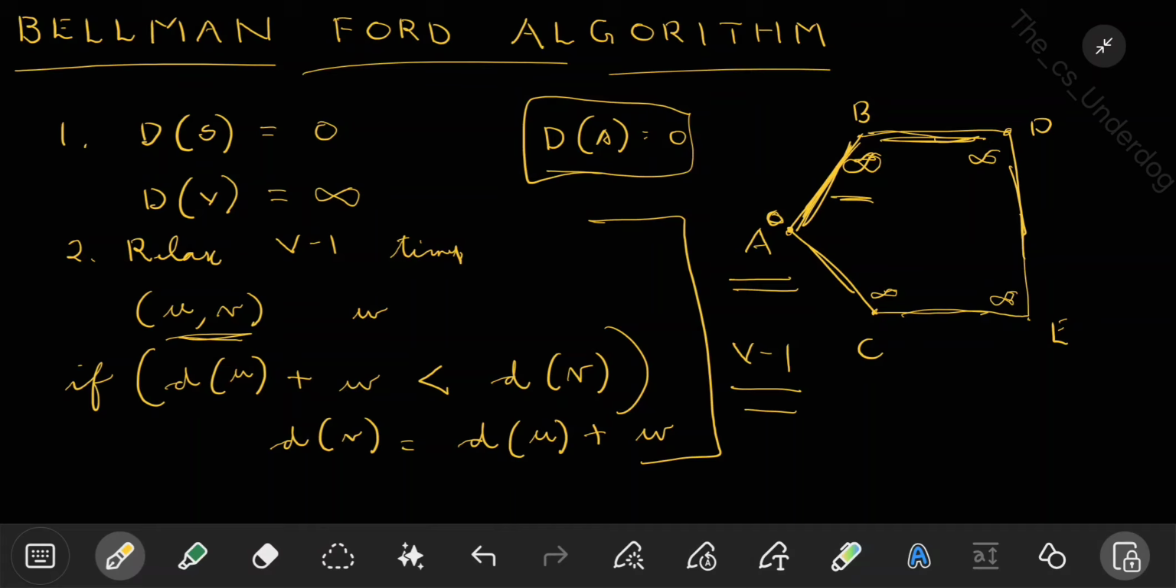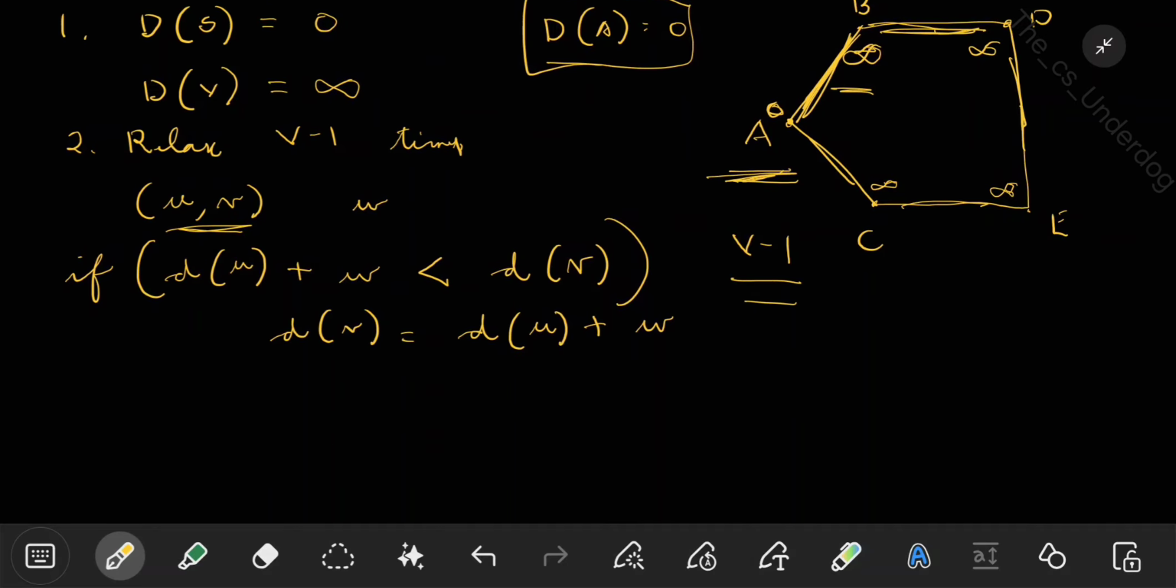So after doing this, is there anything more to be done? Because once I relax all the edges V minus 1 times, at this point I should already have the shortest path to all the vertices, that is, from the source vertex, shortest path to all the vertices. Is there anything more to be done? Yes, there is something more to be done. What is to be done? We have to see if there is a negative weight cycle present.